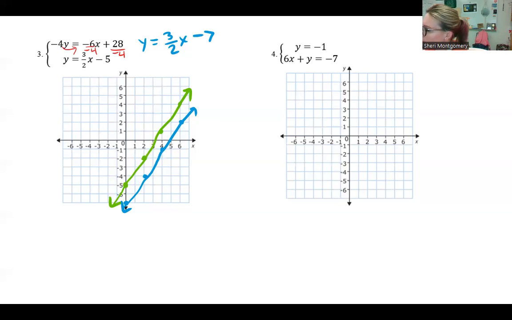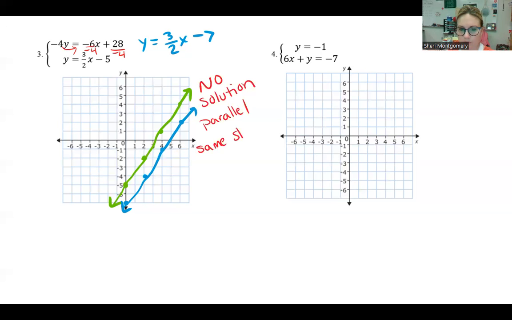No. Why are they never going to cross? They have the same slope. Yes. So for this one, you would say no solution. And you're not just going to put no solution. You're going to tell me why there is no solution. You got to know why there's no solution. So you could either say because they're parallel. You could also say because it's the same slope. Any of those would be okay with me.